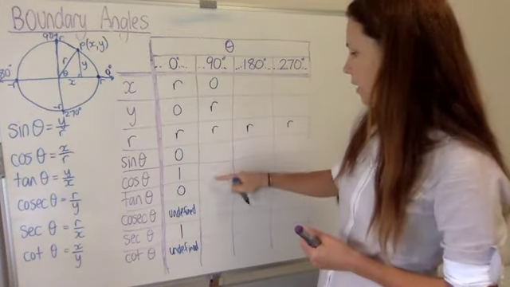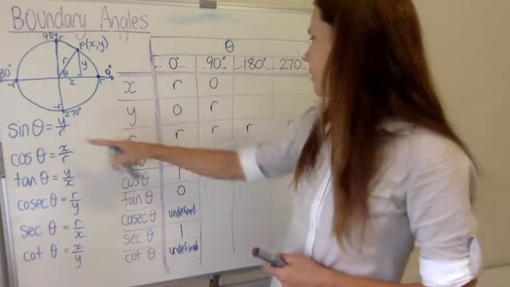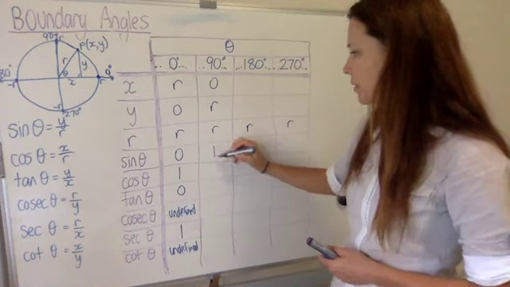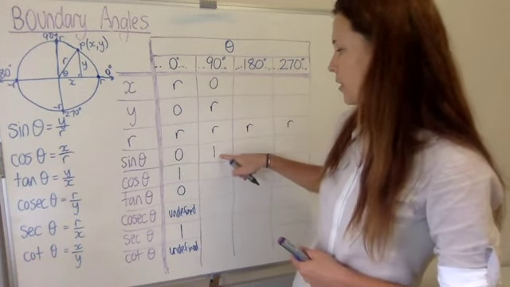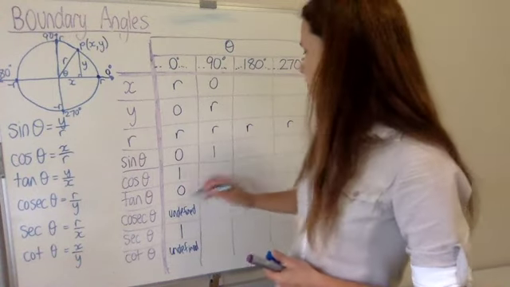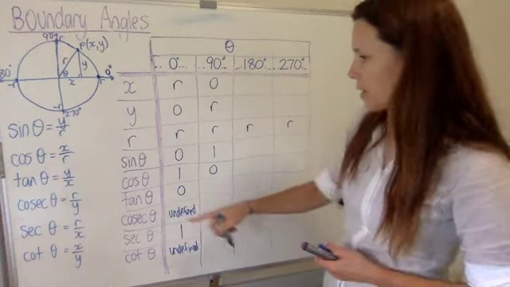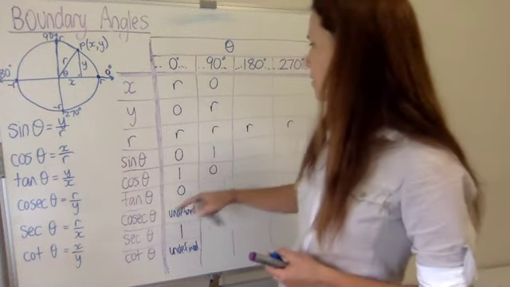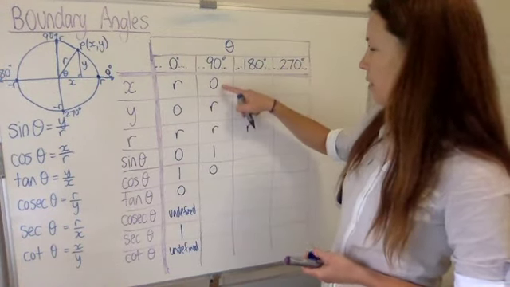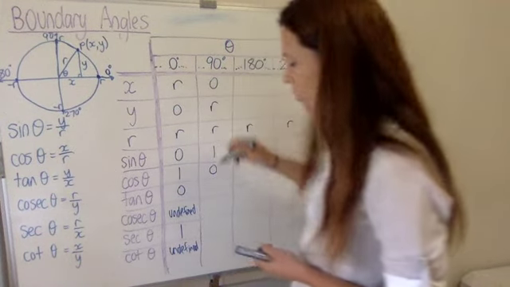So as we go to calculate our ratios, sine is y over r, which is r over r, which is 1, and that explains why the sine of 90 degrees is 1. Cos of theta, we've got 0 because we've got 0 on the top, x is 0. And tan of theta, y over x, if we have r over 0, can you do that? No, so that one will be undefined.